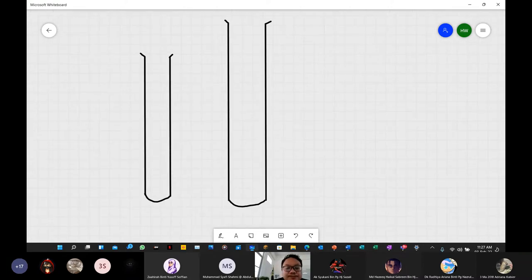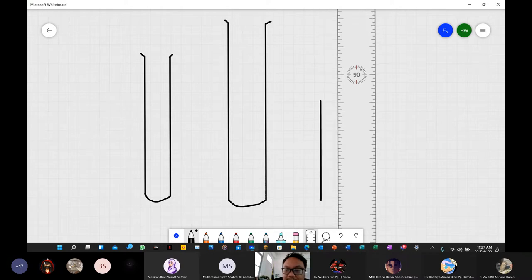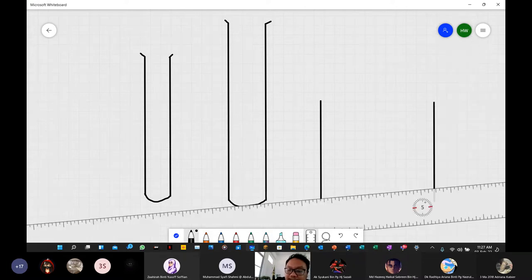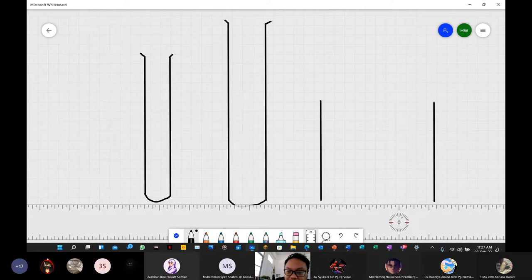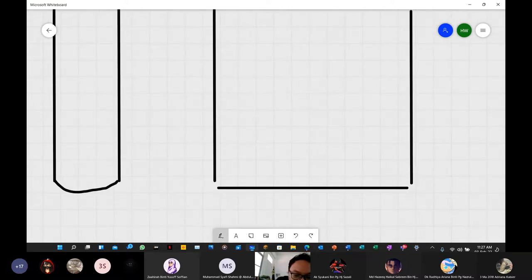The third one is a beaker. The beaker should be shorter than these two, so make sure you draw it short like that, and it's wider than these two. So two lines side by side, and then two lines at the bottom. If you look there, there's an extra space, so you combine it with a curve. This is a term, because a beaker is curved, not sharp.